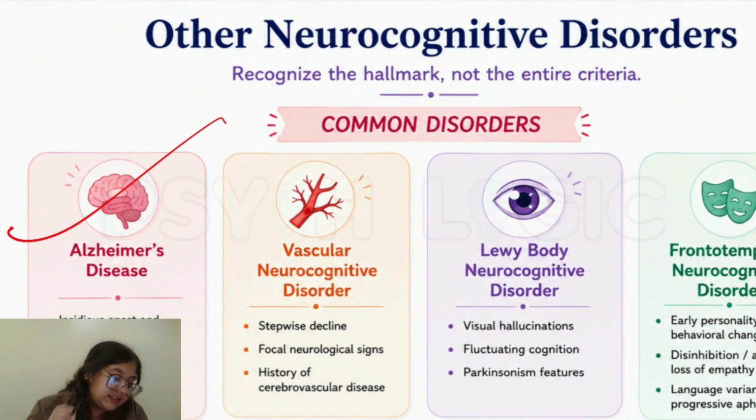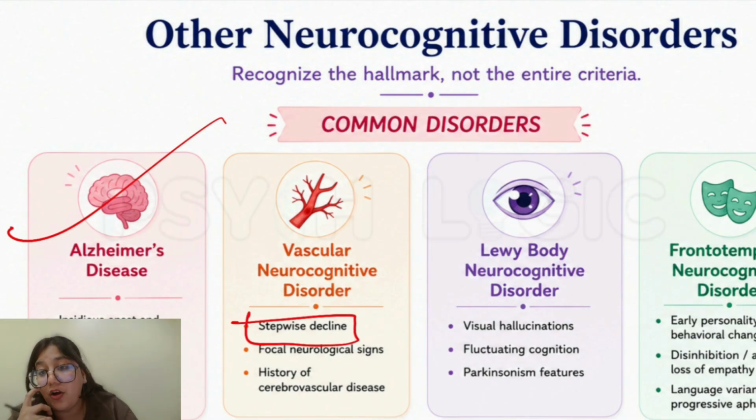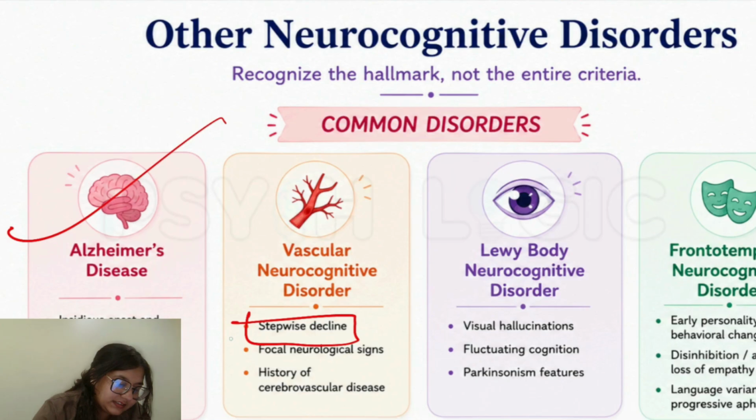Alzheimer's we have already discussed in detail. Let's move on to vascular neurocognitive disorder. Here the term to remember is stepwise decline. Unlike Alzheimer's, where the progression is gradual, there is a stepwise decline here. It's like a staircase. The patient's function stays relatively stable over time and then suddenly drops after a stroke. Then stable, then suddenly drop, then stable, then drop. This is known as stepwise deterioration.